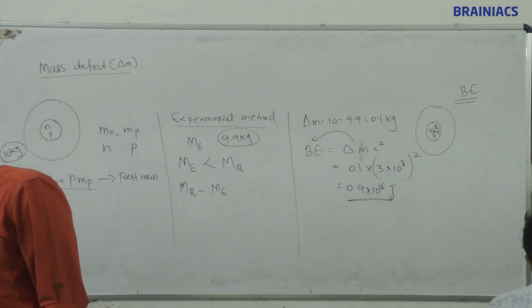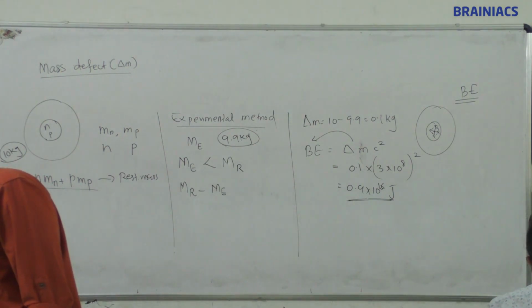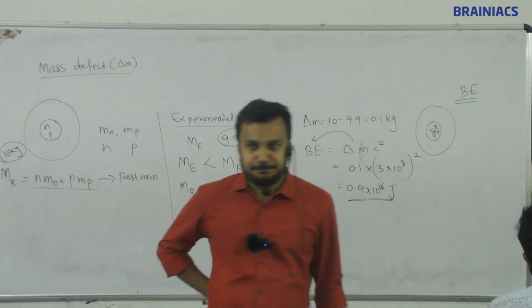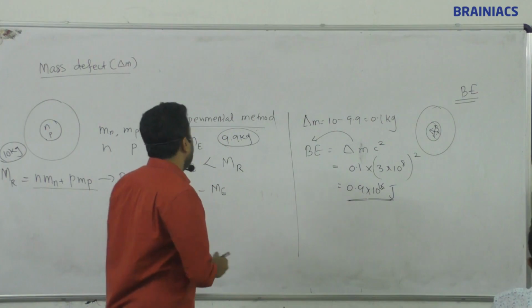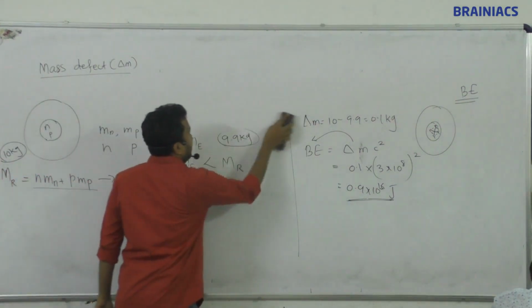I have taken one page, right? Nuclear chapter, page number 141. There you can see one graph, binding energy per nucleon. So what does that graph indicate?